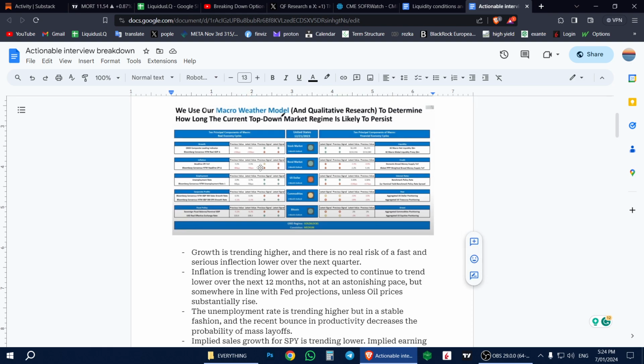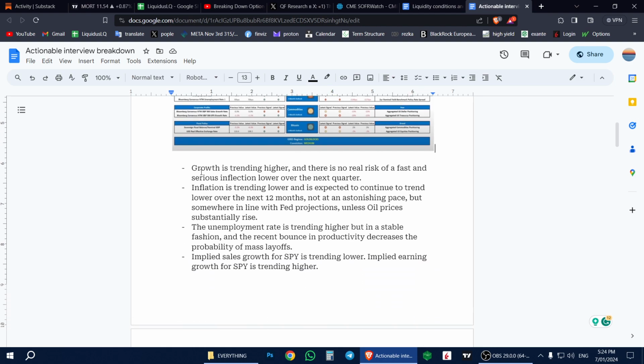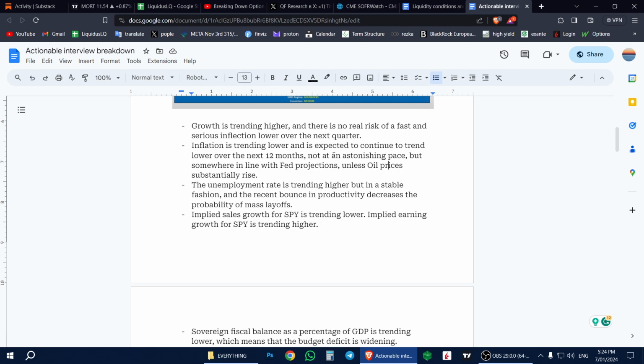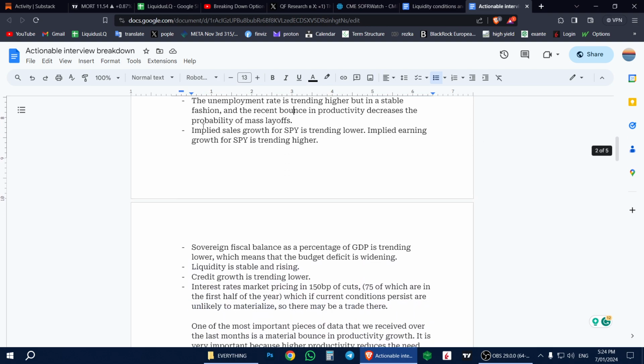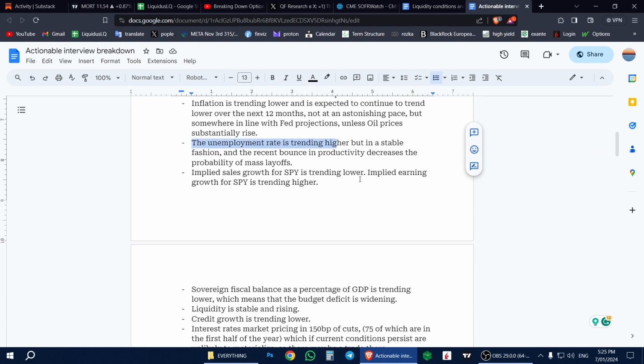Growth is trending higher. I'm just describing what is right here on this picture. Growth is trending higher, and there is no real risk of a fast and serious slowdown over the next quarter. Inflation is trending lower and is expected to continue to trend lower over the next 12 months, not at an astonishing pace, but somewhere in line with Fed projections unless oil prices sustainably rise. The unemployment rate is trending higher, but in a stable fashion, and the recent bounce in productivity decreases the probability of mass layoffs. This is very important, by the way.